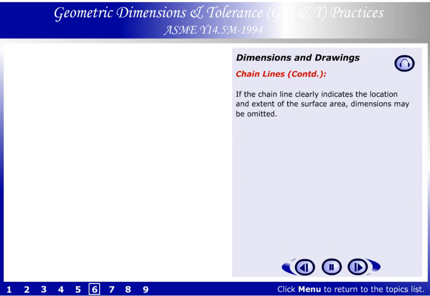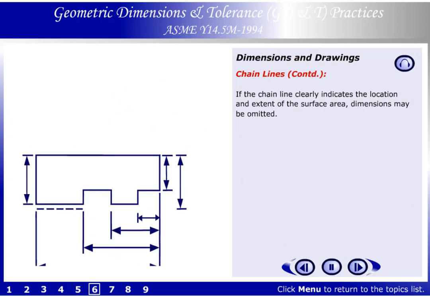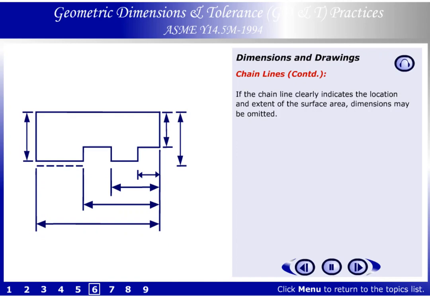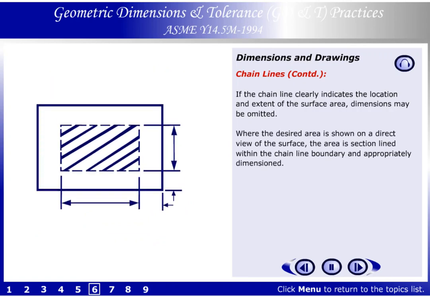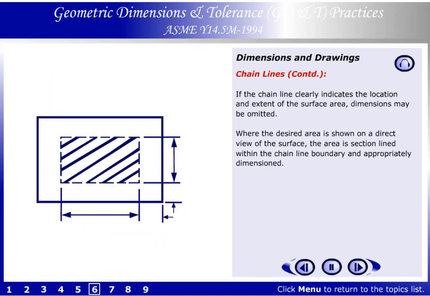Chain lines continued. If the chain line clearly indicates the location and extent of the surface area, dimensions may be omitted. Where the desired area is shown on a direct view of the surface, the area is section-lined within the chain line boundary and appropriately dimensioned.